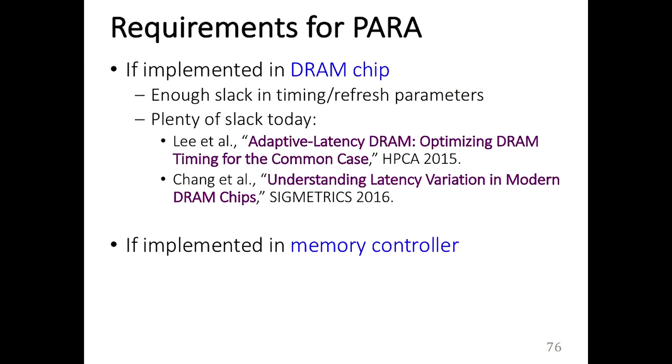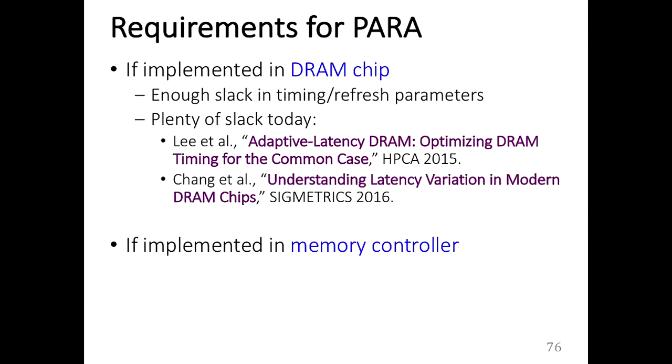It turns out there's a lot of slack in those parameters, just like the refresh that we've seen, right? You don't need to refresh every 64 milliseconds. You can refresh every second. Some cells still can retain data, as long as you know what to refresh. So similarly, with the same timing parameters, you don't really need to wait for, I don't know, 35 nanoseconds. You can actually wait for 5 nanoseconds, let's say. I'm just exaggerating. And all of the rest of the time is useless wait today. That's what these papers actually show with real DRAM chips.